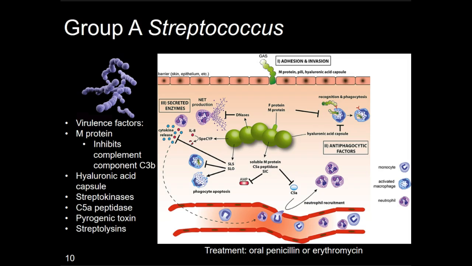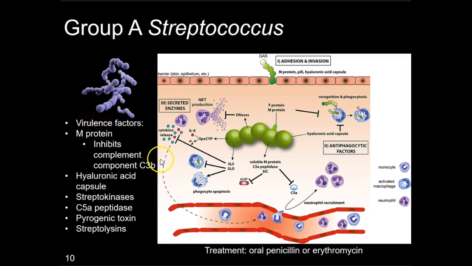Group A Streptococcus has a number of virulence factors that cause these symptoms that we just described. Again, I wanted to remind you that this is a gram-positive bacteria that forms these nice chains. So this is what you would look for under a gram stain. These chains of cocci have adhesion and invasion molecules that allow the bacteria to adhere to epithelial cells. In addition, it has M protein that inhibits complement component C3b.